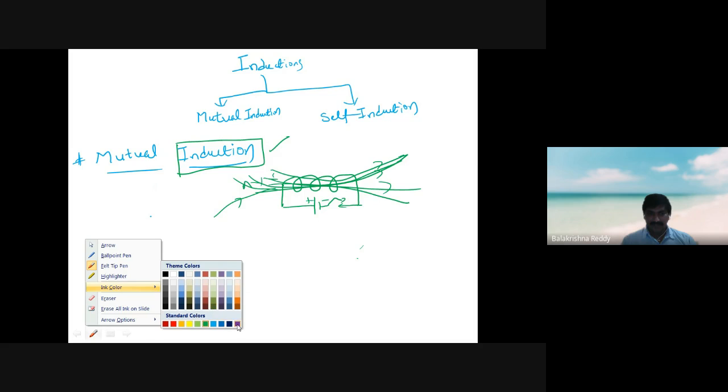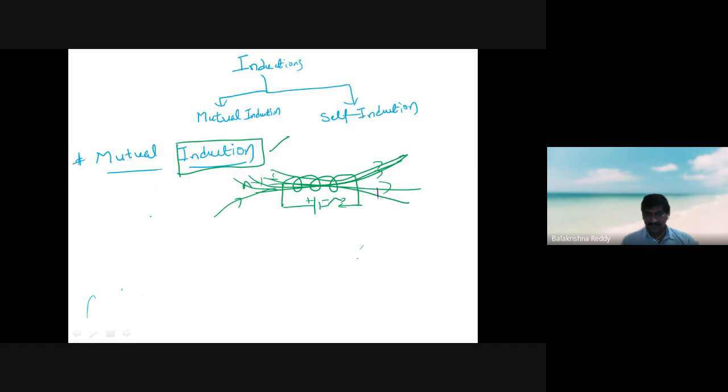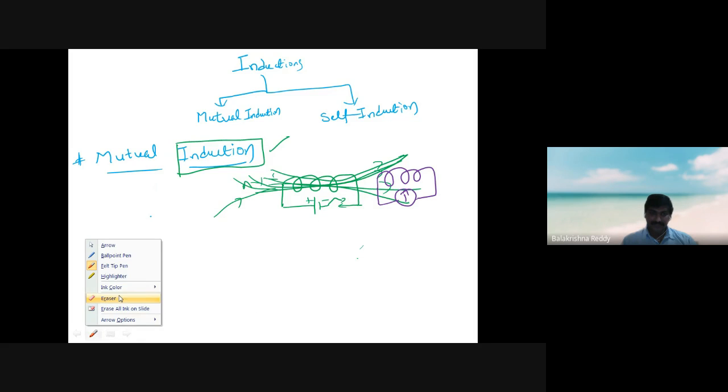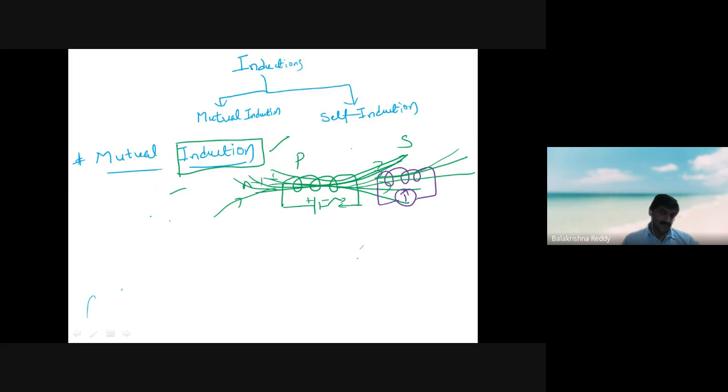Here I am using another coil in its vicinity. This coil I have connected with the galvanometer. So whenever the flux touches this, the flux is entering through that. Whatever flux is coming from the coil is passing like this, cutting this flux. Now here we have two coils. This is the first coil, coil one, as a primary coil. This we can take as a secondary coil.